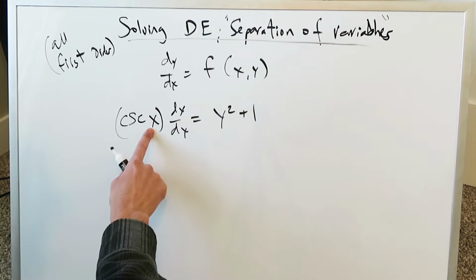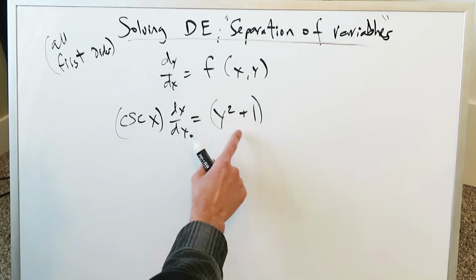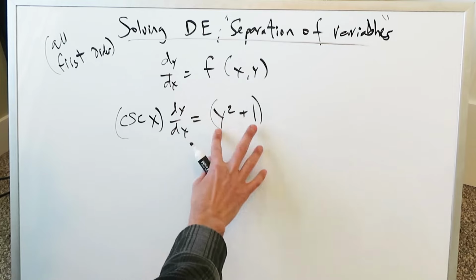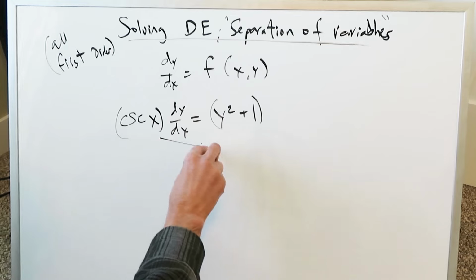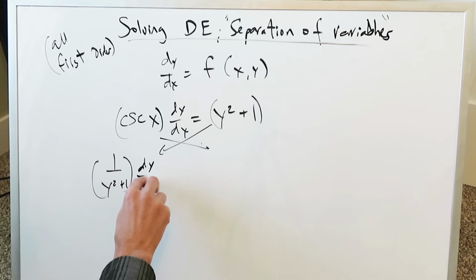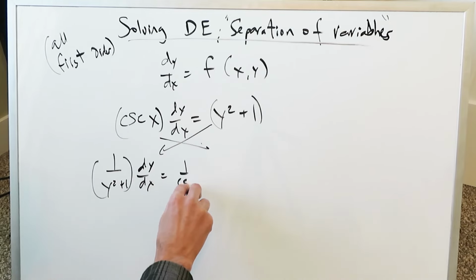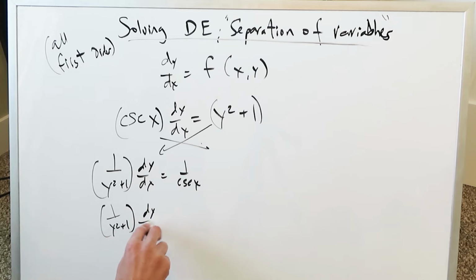We have cosecant x dy over dx is equal to y squared plus 1. A good idea would be just parenthesize that and look at that as a single unit. Separate the variables. Take the cosecant x on this side, take this y squared plus 1 on this side. You'll have 1 over y squared plus 1, and then you're looking at dy over dx is equal to 1 over cosecant x. But 1 over cosecant x can be written as sine x, right? You're looking at 1 over y squared plus 1, and then dy over dx is equal to sine x.